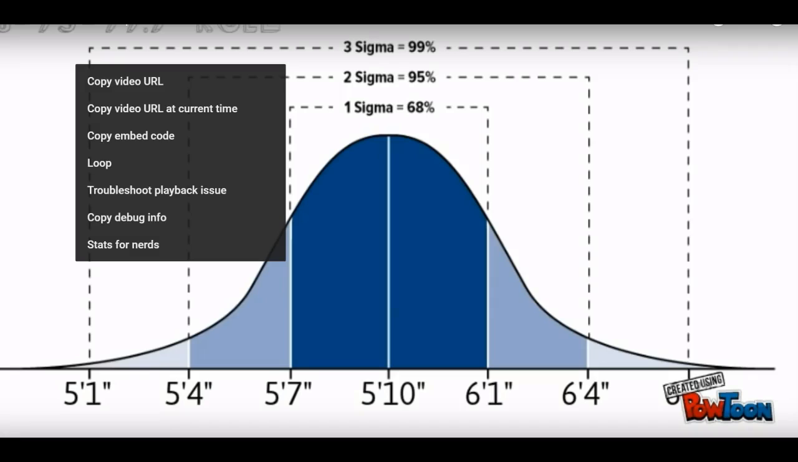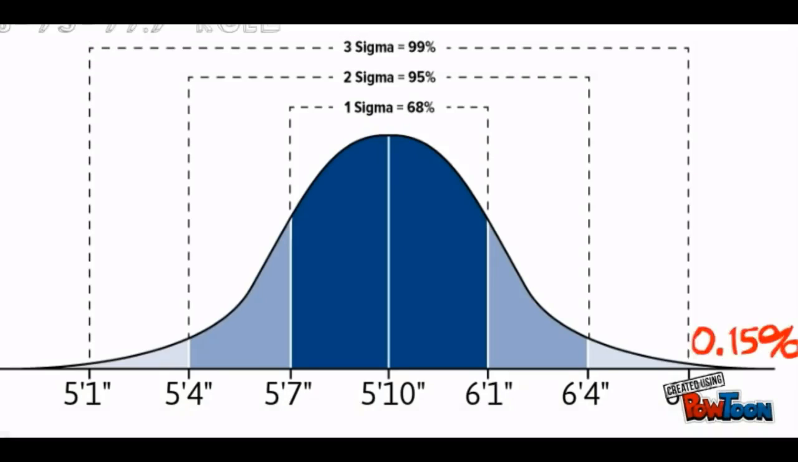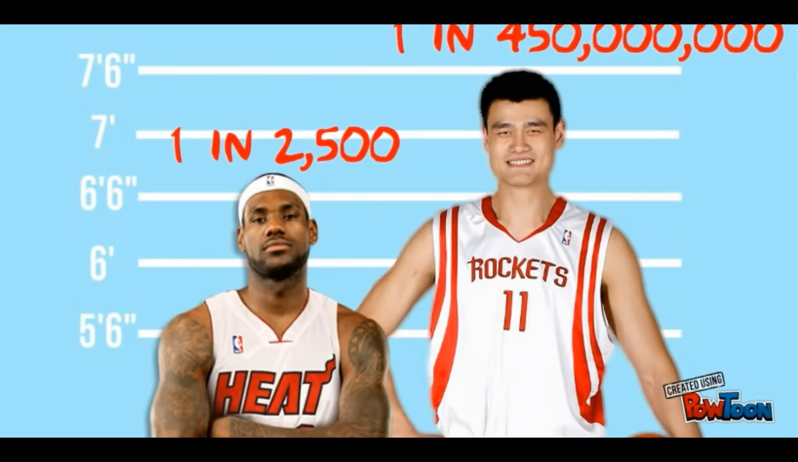So that means about 0.3% of American men deviate more than 9 inches from the average, with 0.15% taller than 6'7" and 0.15% shorter than 5'1". This reasoning suggests that LeBron James is 1 in 2,500 and Yao Ming is 1 in 450 million.